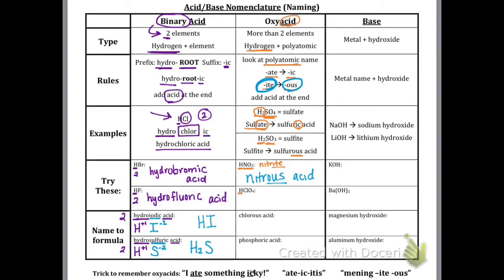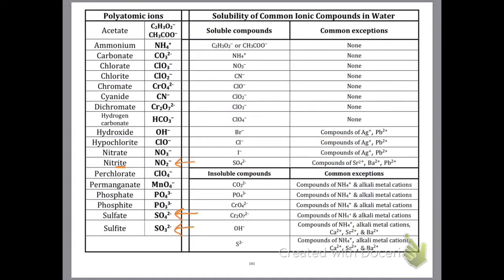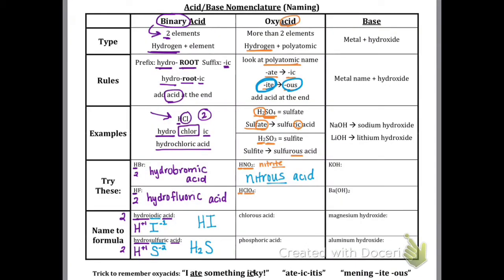Okay, let's try one more. Here, we know it's an acid because it starts with an H. It has more than 2 elements, so it's ClO4. So we're going to look for ClO4 on our chart here. ClO4 is here. It's perchlorate. Ate needs to change into ic. So let me write the original name. It was perchlorate. Ate needs to change into ic. So it becomes perchloric acid.